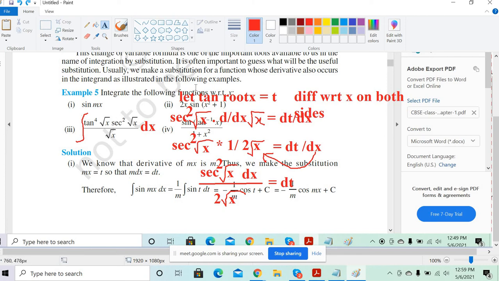So this is the whole thing: tan root x is the t that you are substituting. Got it? Any questions, sir, any doubt till here? No, sir. Yeah. Okay.